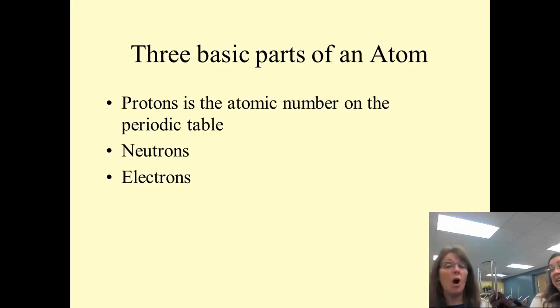Three parts. Now we're going to look inside of those tiny little atoms, and this should be just a review. You should remember the three basic parts: protons, neutrons, electrons. On that periodic table, there are two numbers, really. The biggest number is the atomic number, which tells us how many protons are in that atom. The whole table's organized by the number of protons that an element has.